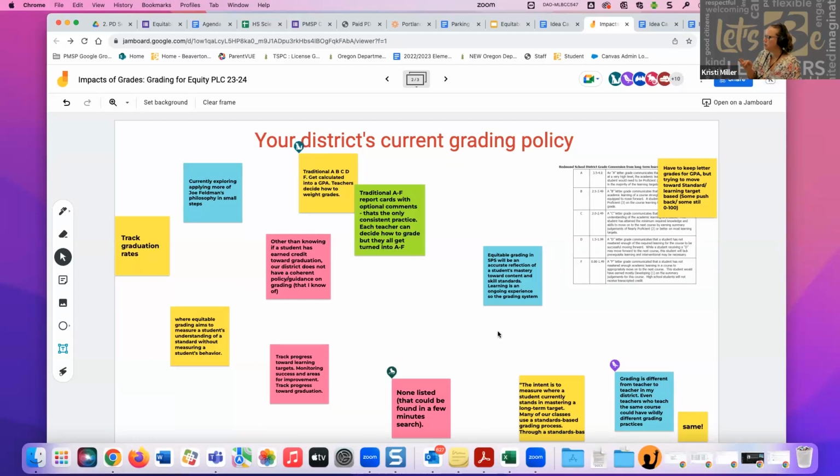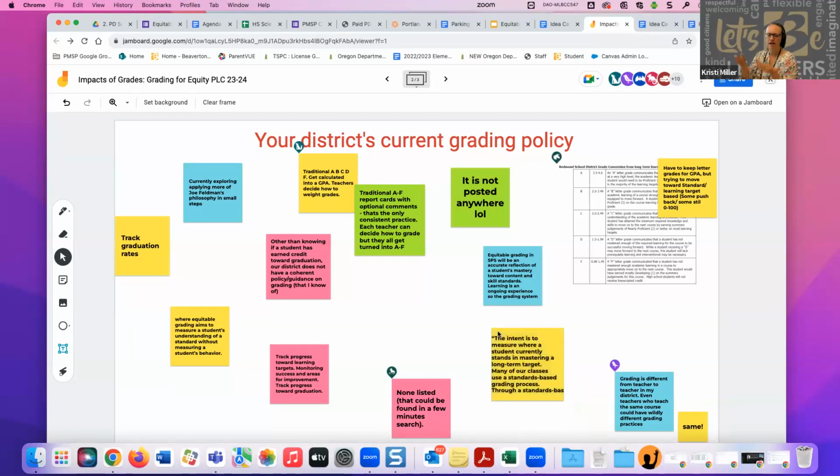I see there are several here that are traditional A through F. I see some about the way that teachers get to a grade varies widely among teachers. It doesn't really matter how they get there, but everyone gets to a letter grade, is kind of what I'm seeing on a few of these. So it's interesting. Ooh, there's a quote: the intent is to measure where a student currently stands in mastering a long-term target. Many of our classes use a standards-based grading process. Gotcha. Great. It's not posted anywhere.